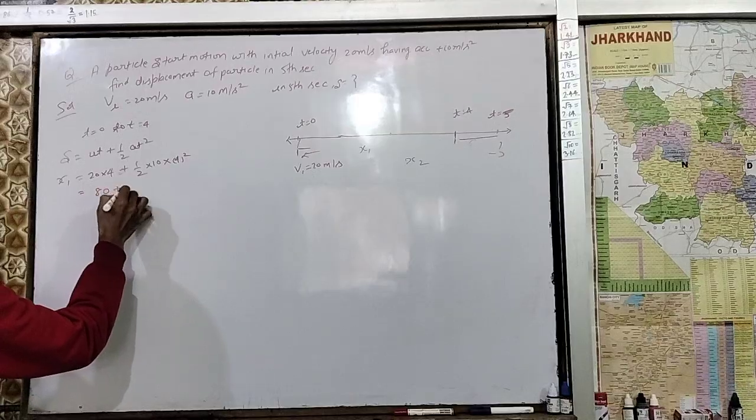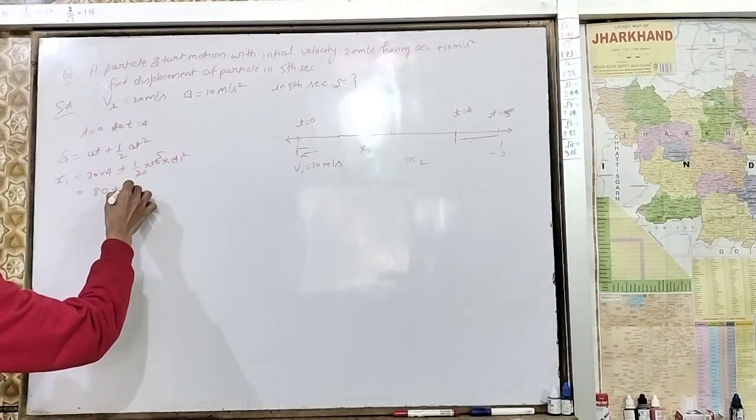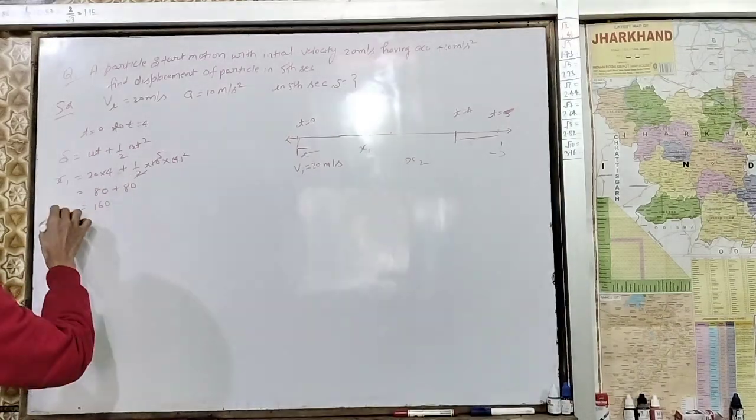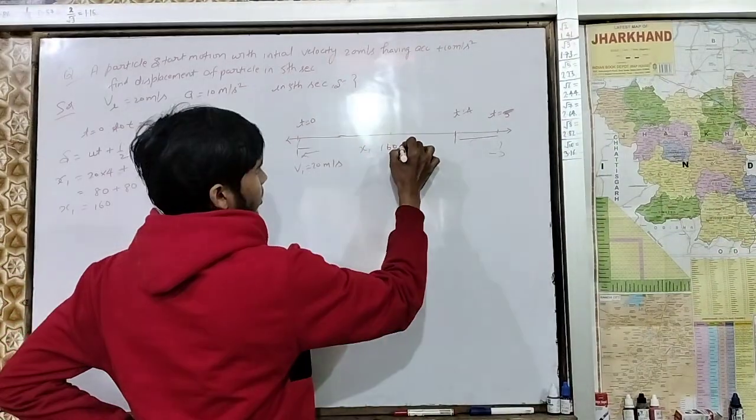80 plus, 2 5s are 10, 4 4s are 16, 16 fives are 80. It came out as 160. So x1 is 160 meters.